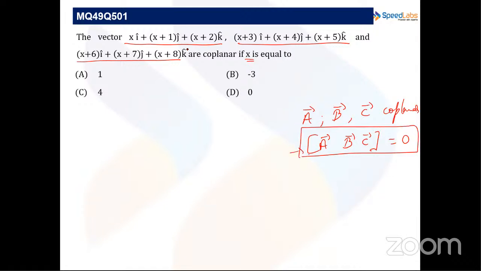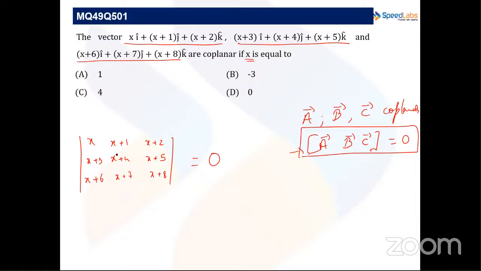We have seen that the scalar triple product, if we are given the vectors in the form of the components along x-axis, y-axis, z-axis, that is i cap, j cap and k cap, can be represented in the determinant form. So we will be having a determinant x, x plus 1, x plus 2, then x plus 3, x plus 4, x plus 5, x plus 6, x plus 7, x plus 8. And since they are coplanar, this value will be equal to 0. So we have to solve the determinant.